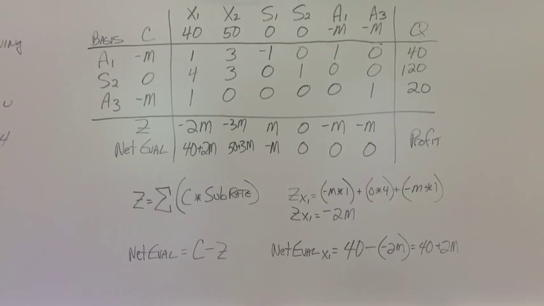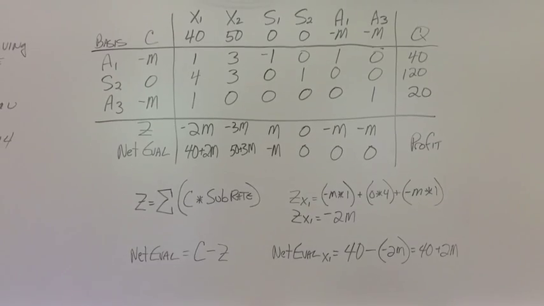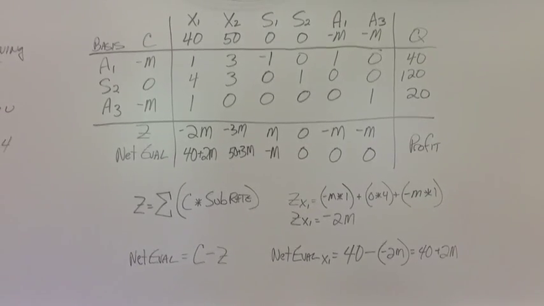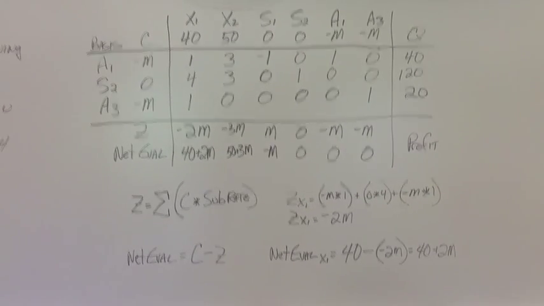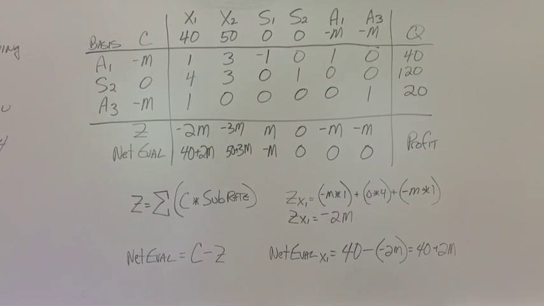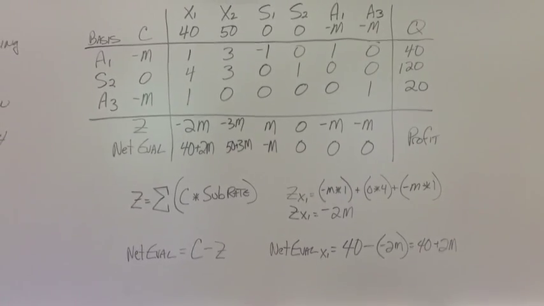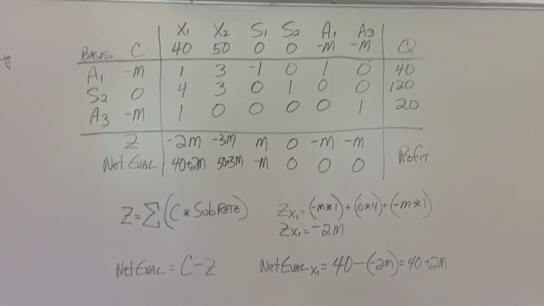We calculated our z, which is the summation of the constant times the subrate. So for example, for x1, that's negative m times 1 plus 0 times 4 plus negative m times 1, which gives us a negative 2m. We do that all the way across.